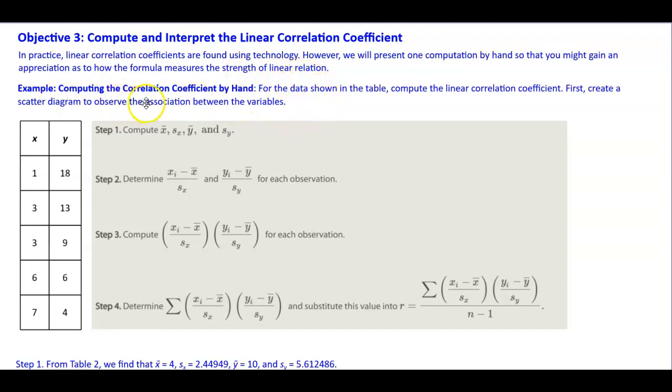Example, we're going to compute the correlation coefficient by hand. So for the data shown here, we want to compute the linear correlation coefficient. First thing we need to do is create a scatter diagram to observe the association between the variables. So let's go ahead and do that.